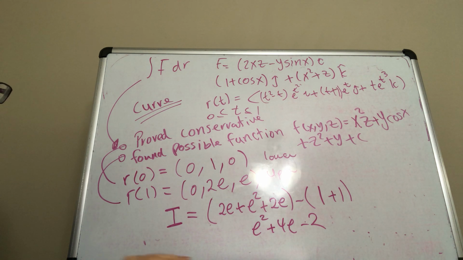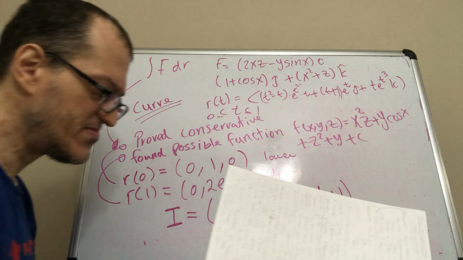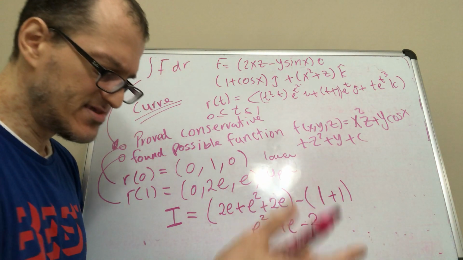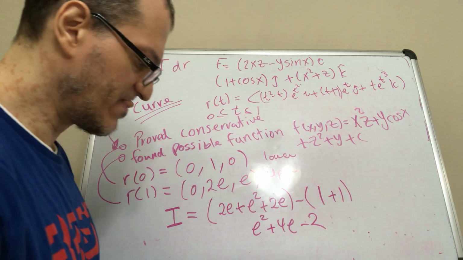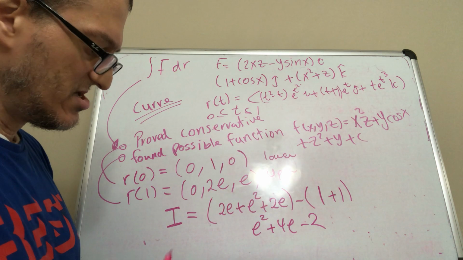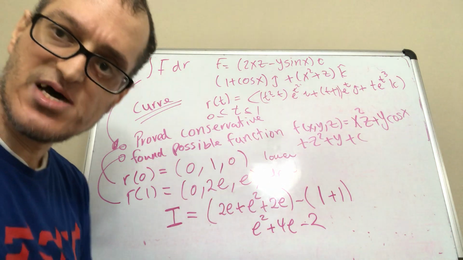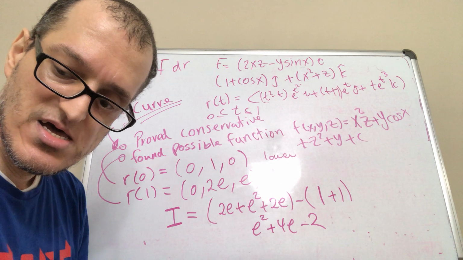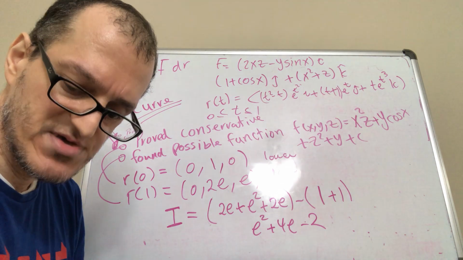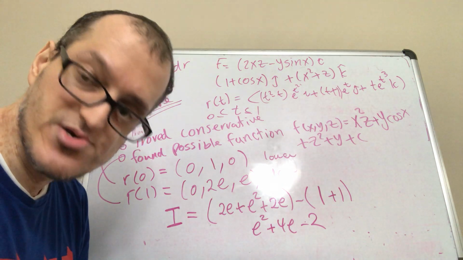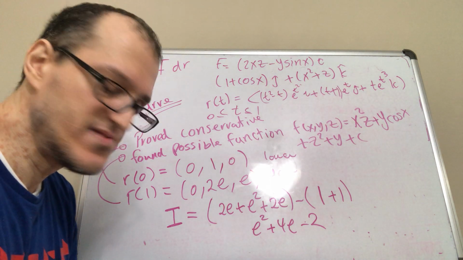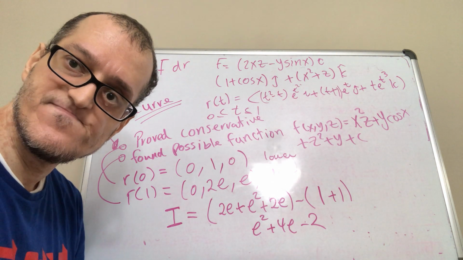So what's left would be Green's theorem, surface area, and the idea of vectors. But I'm going to stop this part, and in the next part, which will probably be the last part, we will continue with the questions. Okay?